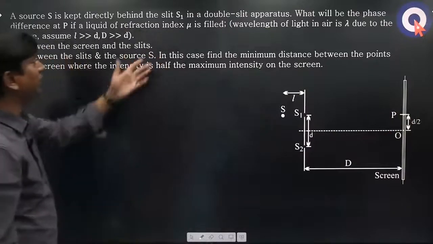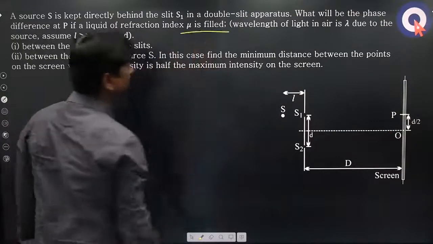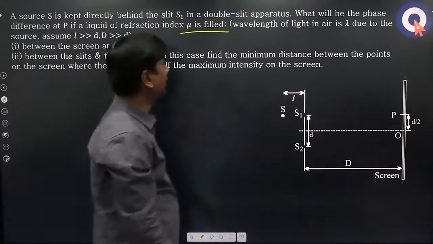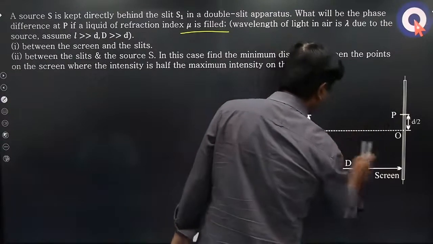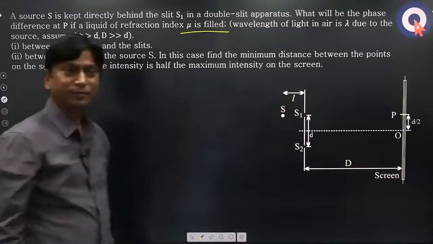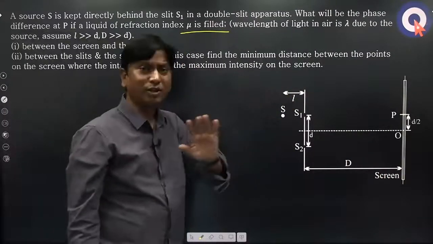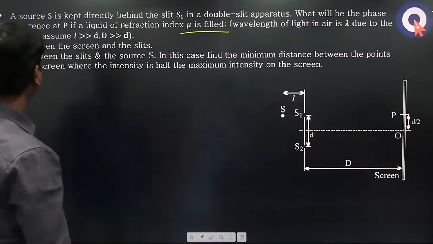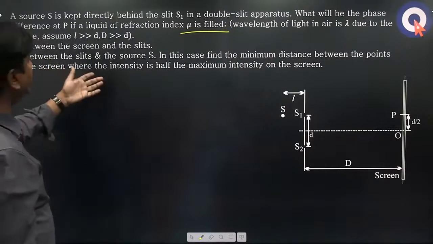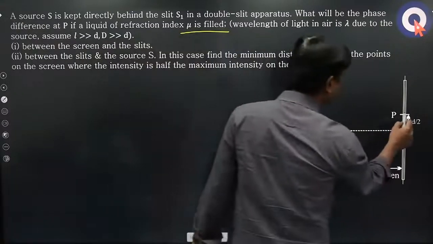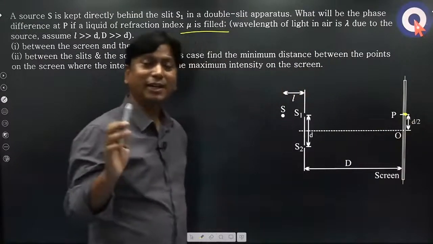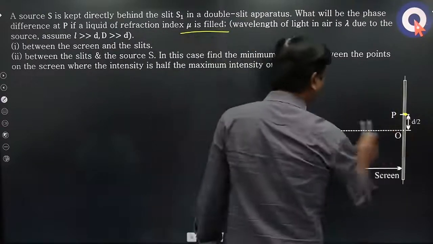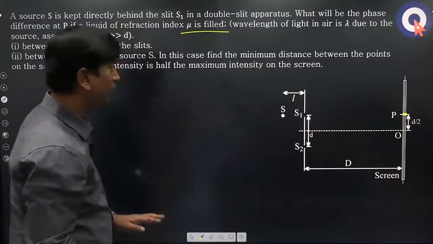If a liquid of refractive index nu is filled between the screen and the slits, and the source is also not symmetrically placed, then what will be the phase difference at point P? They are asking for the phase difference at point P when this is filled with some liquid of refractive index nu. Hope the question is clear.